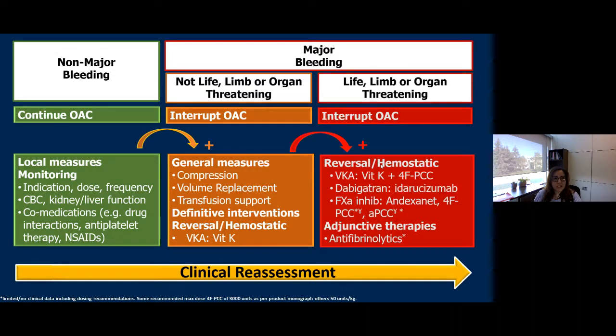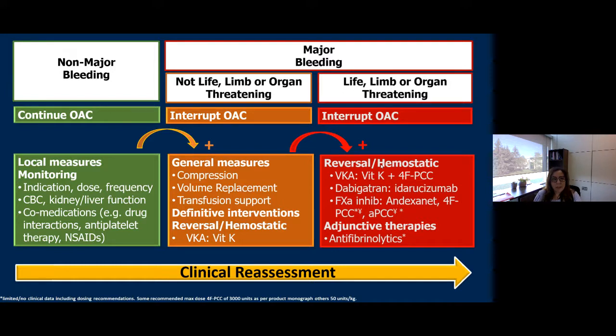As you go on to the right-hand side in severity, obviously you're going to interrupt the anticoagulant at this point and apply general measures like compression if that's needed, or volume replacement or transfusion. And definitive interventions are really important. At the end of the day, if there's a hole in a blood vessel, a procedure is required to stop that bleeding. Anticoagulants, as we always say, don't make you bleed. They just make your bleeding worse.